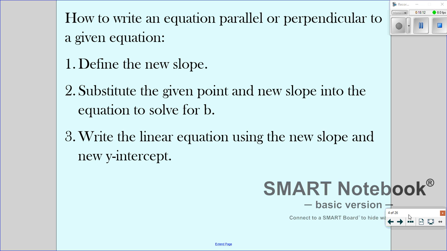So the steps again, to write an equation parallel or perpendicular to the given equation: you have to define the new slope. You have to determine whether the new slope is going to be perpendicular, that's opposite reciprocal, or parallel, which is the same slope as the existing equation. Then you substitute the point that they give you and the slope that you found into the equation to find b, the y-intercept. Once you find that b, you take that new b and the new m that you determined, and plug them into the linear equation to give you the line that is either perpendicular or parallel.